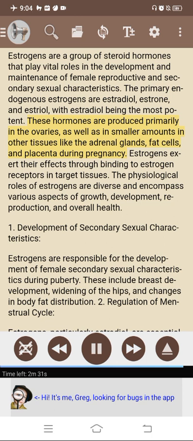These hormones are produced primarily in the ovaries, as well as in smaller amounts in other tissues like the adrenal glands, fat cells, and placenta during pregnancy. Estrogens exert their effects through binding to estrogen receptors in target tissues. The physiological roles of estrogens are diverse and encompass various aspects of growth, development, reproduction, and overall health.